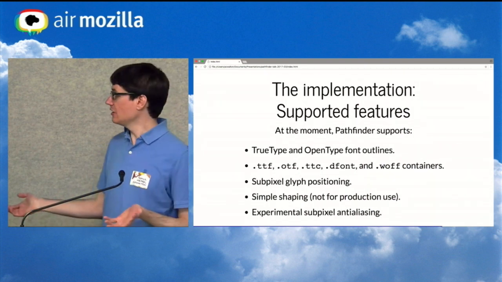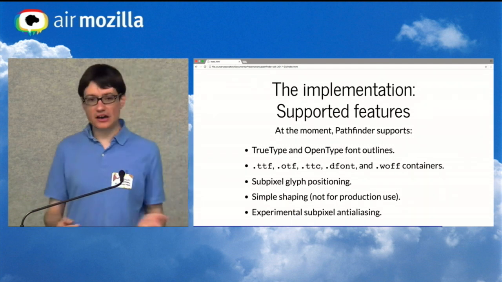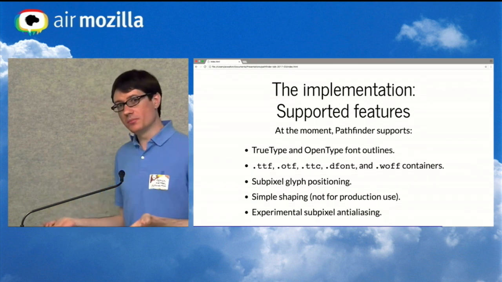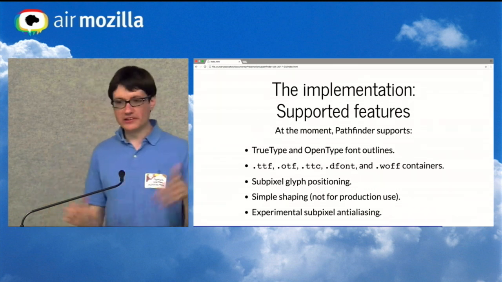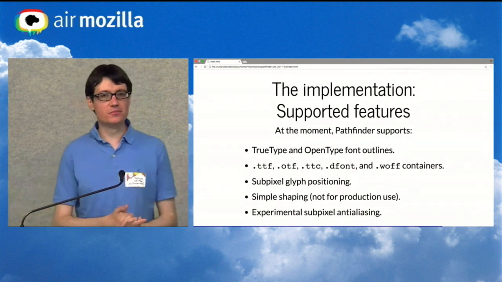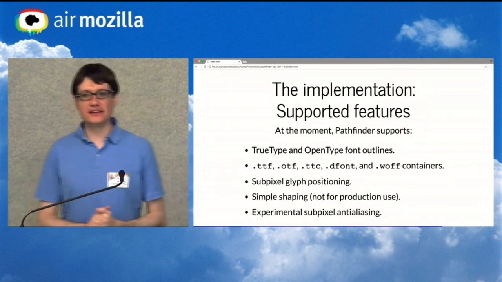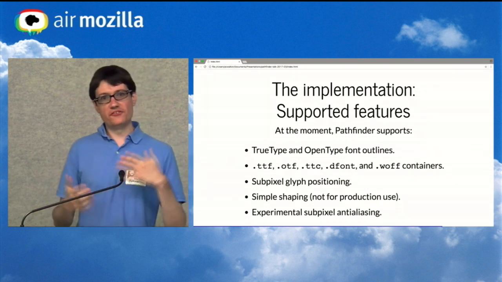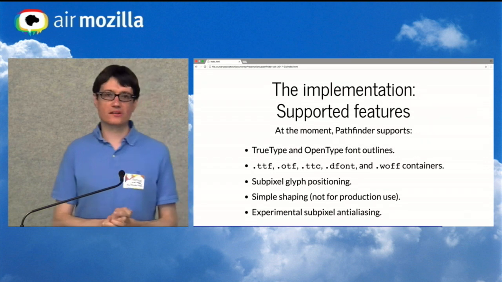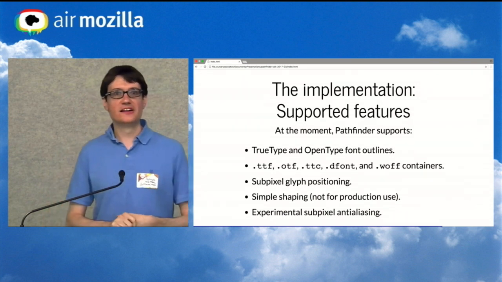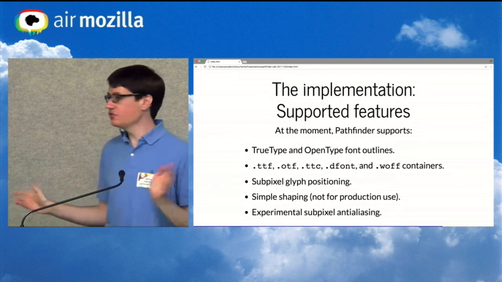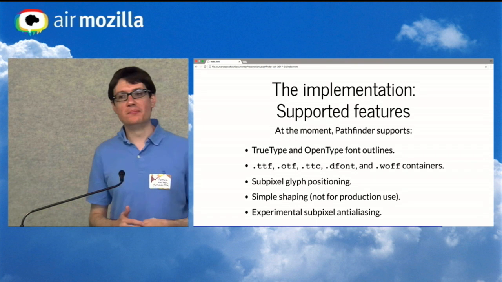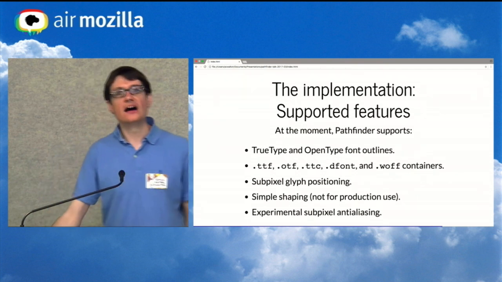So now on to the implementation. Right now, Pathfinder, you can find it on GitHub, supports TrueType and OpenType font outlines, a whole bunch of containers. TrueType is awesome because you can put it in like 5 different containers, and you have to be able to parse all of them. We have subpixel glyph positioning. It's a little buggy, but it's in there. We have simple shaping. Don't use this. Don't ship anything with this, but it'll let you put "Hello World" on the screen. But don't try any other language.